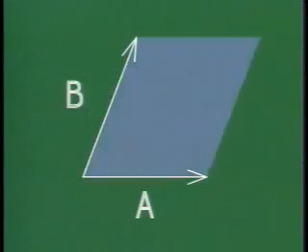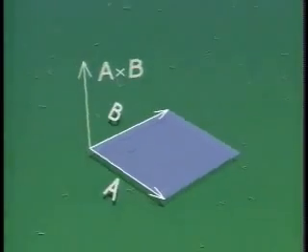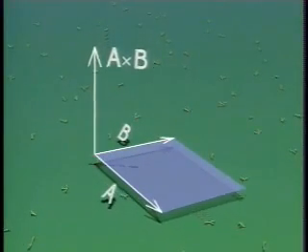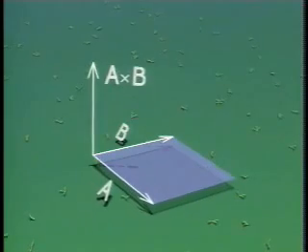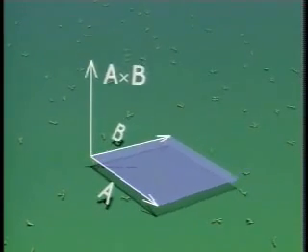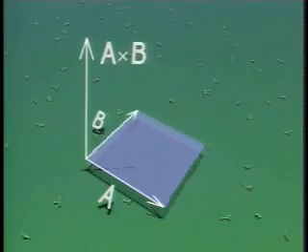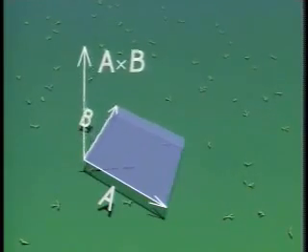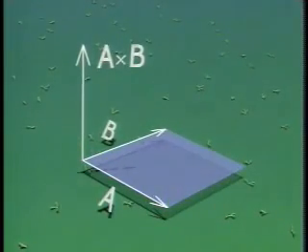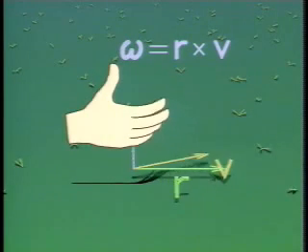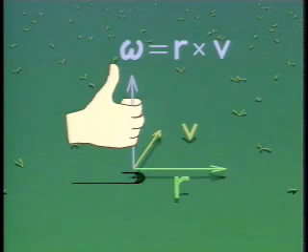The cross product of two vectors is a new vector, perpendicular to the plane of the two original vectors. Its length is the area of the parallelogram formed by the original vectors. Its direction is determined by the right-hand rule.